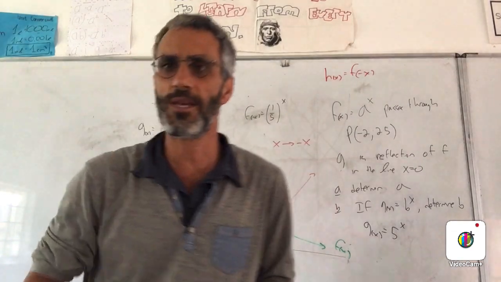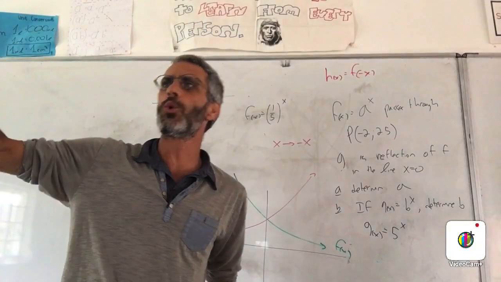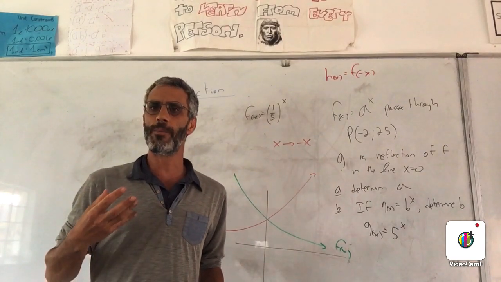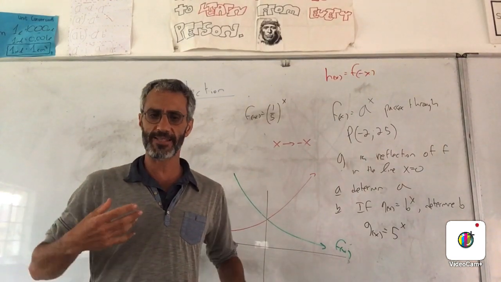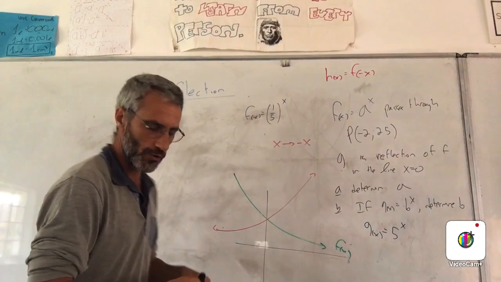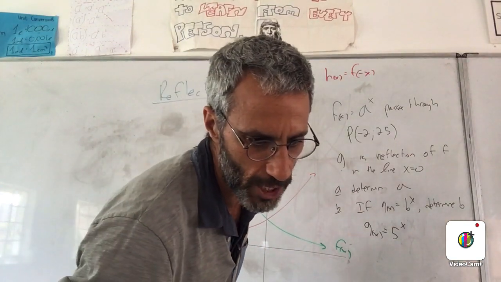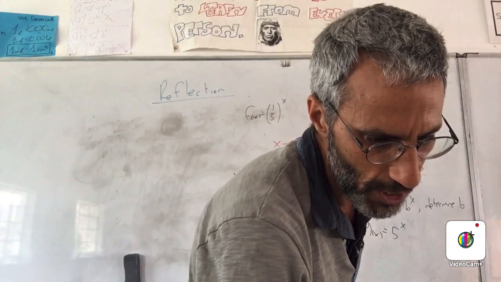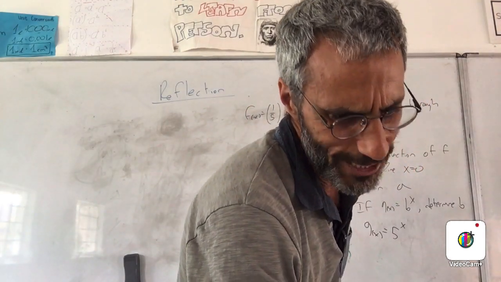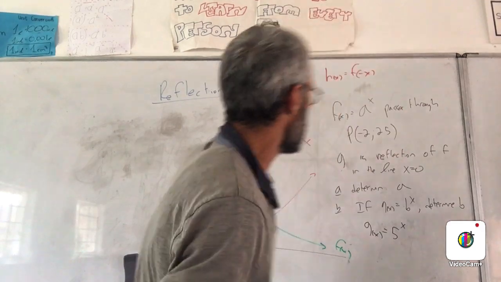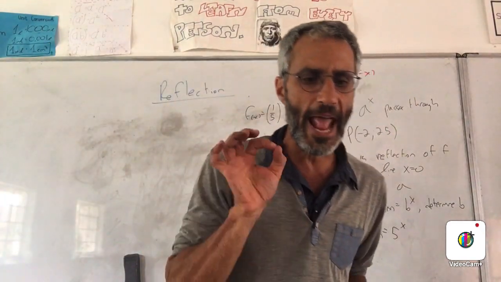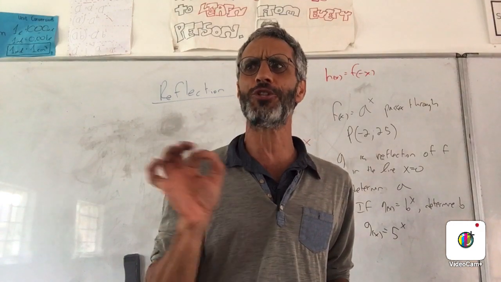I'll pause here. The next question looks really complicated, but once you understand it, then it's extremely easy. I'm not going to write because we're running out of time. You can look at it in the book. It says, determine the coordinate of P prime, and P prime is the image of P on g.